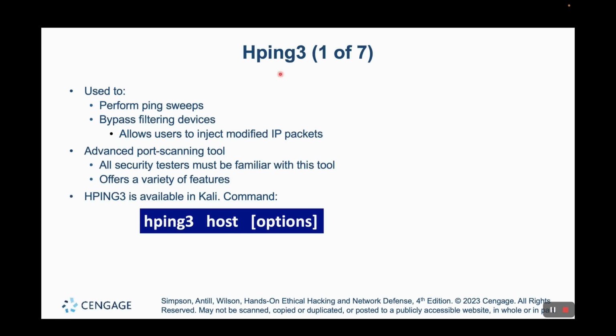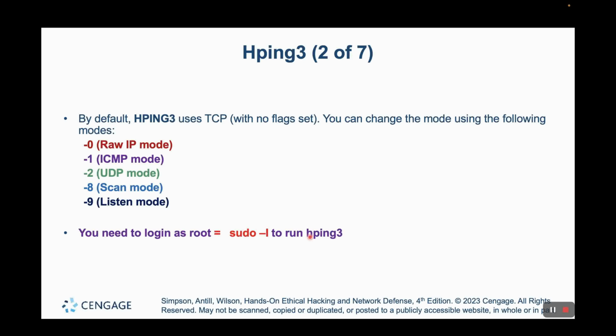Now, let's look at hping3. hping is used to perform ping sweeps. It can bypass filtering devices, and it also allows you to inject and modify IP packets. It's a very advanced port scanning tool, by the way, and many security testers use it, and you must be familiar with this tool. It's available in Kali Linux, and this is the command syntax: hping3 host options, whatever option, which we're going to discuss now.